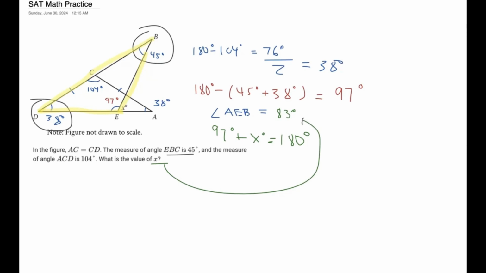And I think they want you to represent it as just the value without the degrees because they already state the degrees here. And so if you're really finding X, the actual answer is just 83.